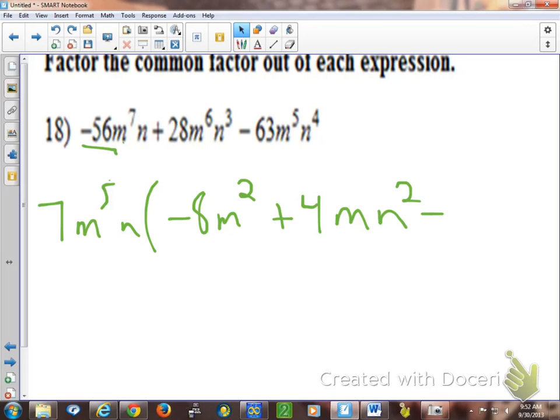Negative 63 divided by 7, what'd you say, Mark? 9 n. Very good. Why wasn't there an m? Because it cancels out. Because they all canceled. Very good. That's all you have to do.